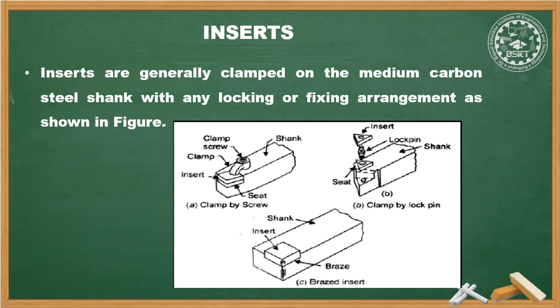Clamping is the most preferred method because each insert has a number of cutting edges, and after one edge is worn out, it is rotated to make another cutting edge available. For this purpose, clamping by screw is used for most of the inserts, or sometimes clamping by lock pin is used where a high precision cut is required.